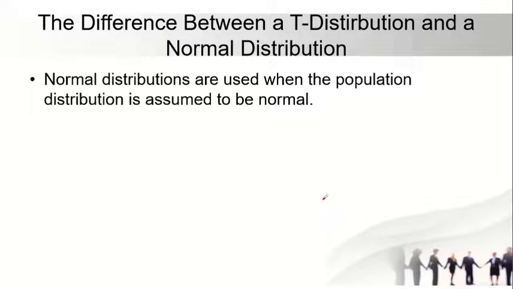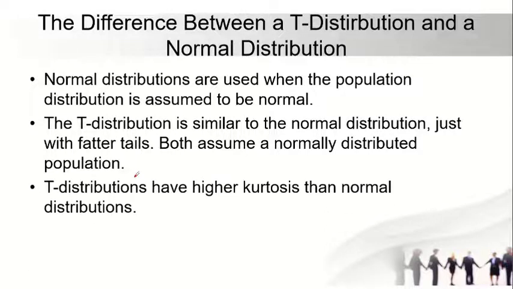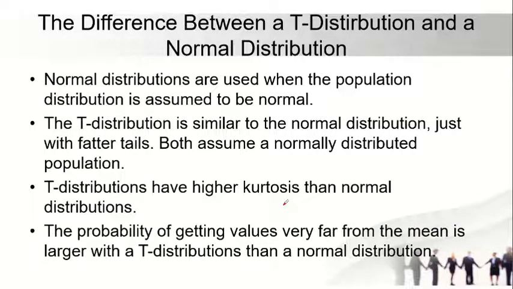Alright, what are the differences between a t-distribution and a normal distribution? The normal distribution is used when the population distribution is assumed to be normal. The t-distribution is similar to the normal distribution, just with fatter tails. Both assume a normally distributed population. The t-distribution has higher kurtosis than the normal distribution. The probability of getting values very far from the mean is larger with the t-distribution than with the normal distribution.